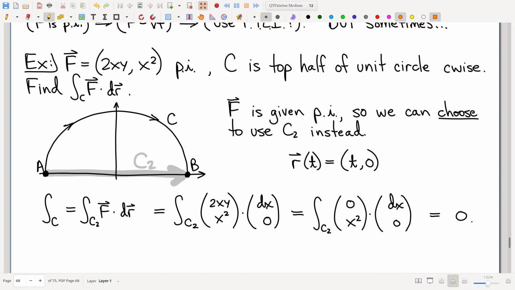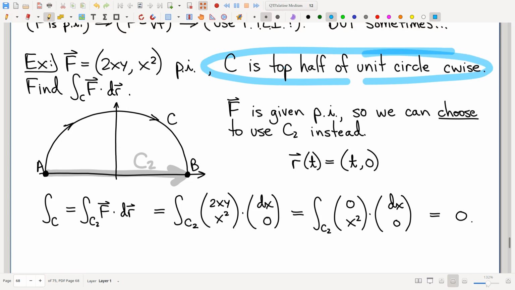So in particular, our curve is the top half of the unit circle oriented clockwise, like this. Keep in mind we are given that this vector field is path independent. By the way, how did I know that this was path independent? I'll show you in a minute. But for the moment, it's given that it's path independent.